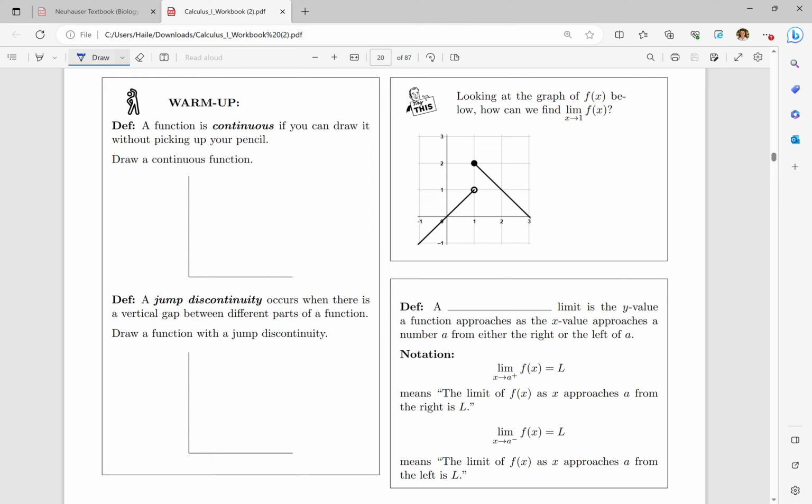A function is continuous if you can draw it without picking up your pencil. So a continuous function might be something like this. Notice that to draw that function, I did not have to pick up my pencil.